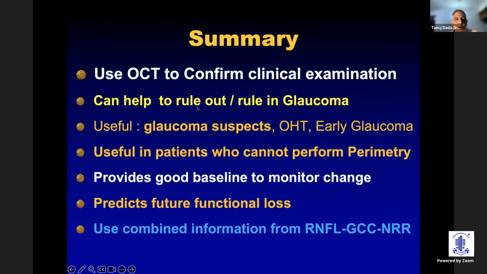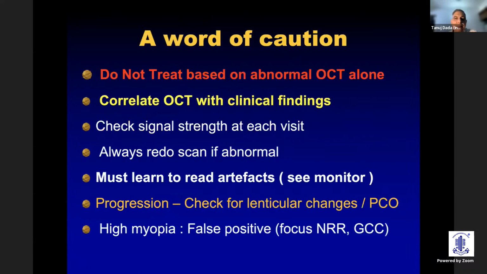It can help you to rule out glaucoma, especially useful for glaucoma suspects, early glaucoma, and useful in patients who cannot perform perimetry. It provides a good objective baseline to monitor change, and you should use combined information from the RNFL, ganglion cell complex, and the neuroretinal rim. Never treat the patient based on just an abnormal OCT.